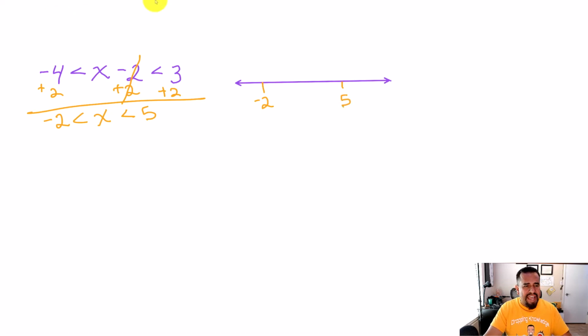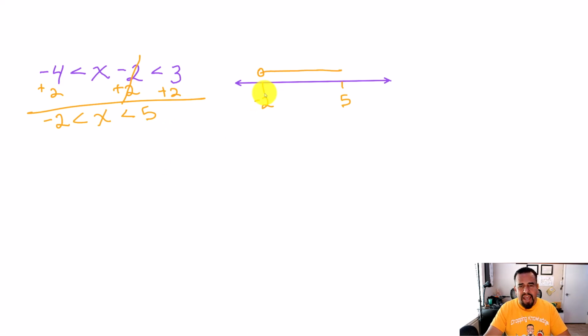So now, this is my compound inequality. Let's start graphing it from left to right, starting with -2. On -2, I'm going to have an open circle. And I want values that are larger than -2. Well, larger means they go this way.